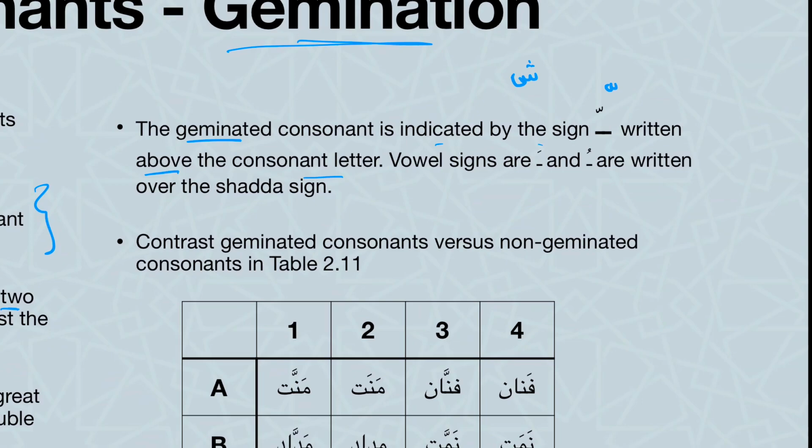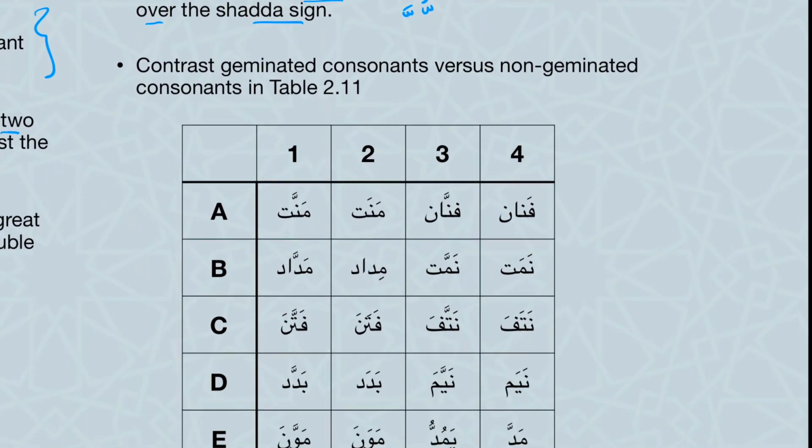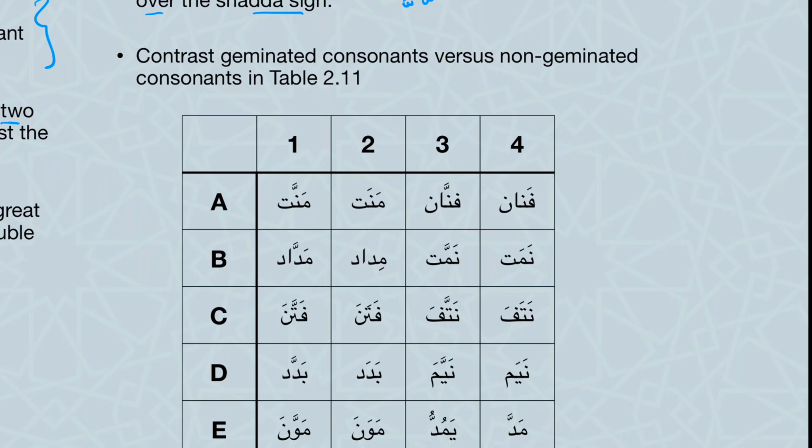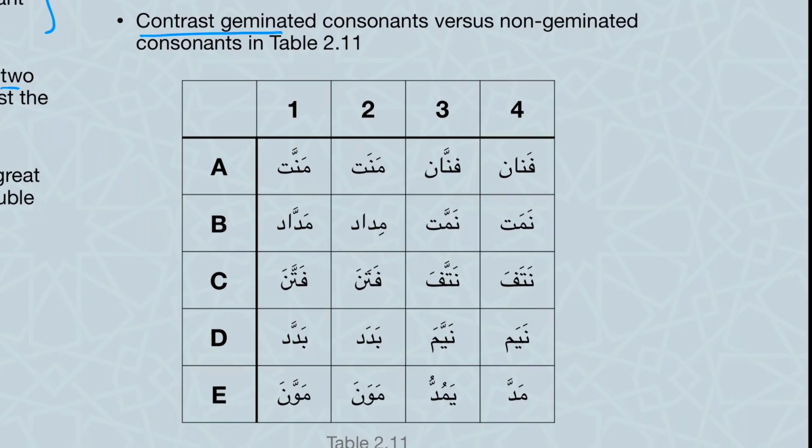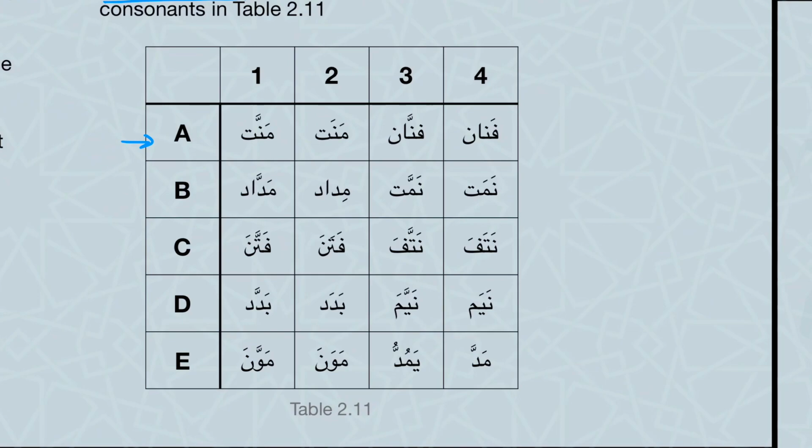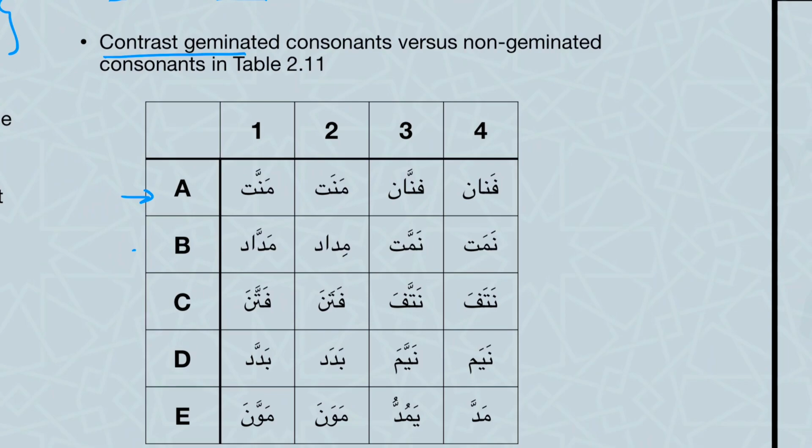The vowels fatha and dhamma are written over the shadda sign. Like shadda dhamma, or shadda fatha. Kasra we'll get to when we learn kasra. Now, let's contrast the geminated consonants versus non-geminated consonants. I will take row A and then I will open the stage for people who want to pronounce the following letters. So A, I would start with the non-geminated, non-shadda and shadda.